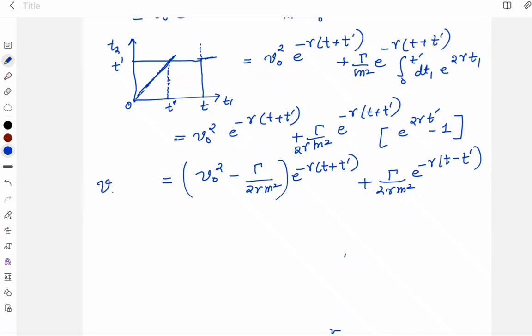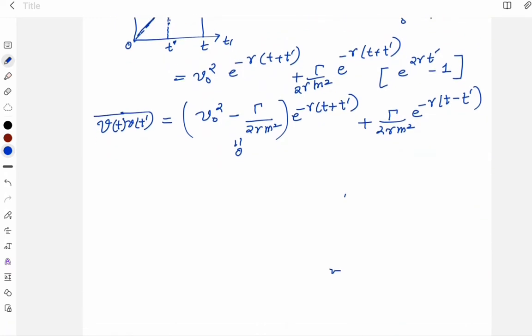So this is the average correlation of v t prime. Now again, this term is 0, and if you have done this also, then you have obtained the same relation. This is 0 from the fluctuation dissipation, and this is capital gamma over 2m square gamma e to the power minus gamma t minus t prime.